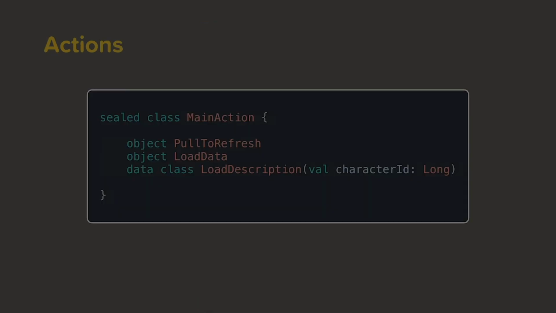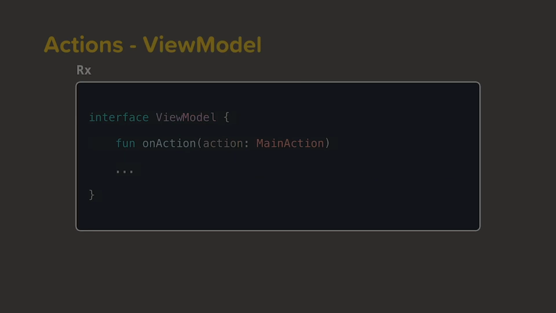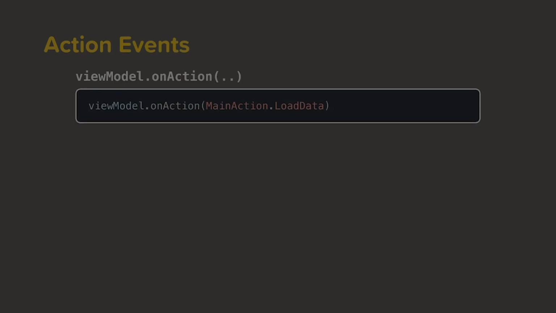So let's try to model all the actions in this particular example. We have various actions like load data, pull to refresh, load description for a particular character. So with Rx, we would have a view model interface wherein we can call this on action function and pass in various actions. This basically remains the same because it is an interface, it has nothing to do with streams and flow.